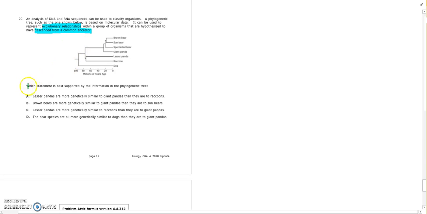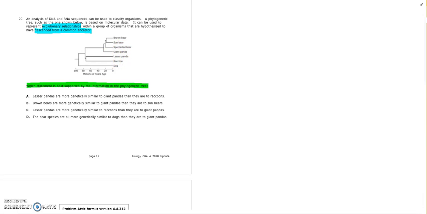And our question is, which statement is best supported by the information in the phylogenetic tree? So, best supported. All these answer choices, I have to get my information from this tree here. Let's go ahead and look at them. Our first one says lesser pandas are more genetically similar to giant pandas than they are to raccoons. Well, lesser pandas and giant pandas are next to each other, but it doesn't mean that they're next to each other in the tree. I really have to examine what this tree is showing me.